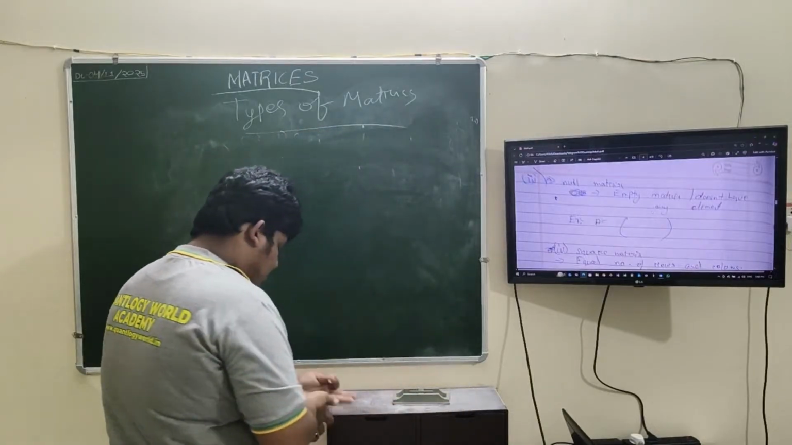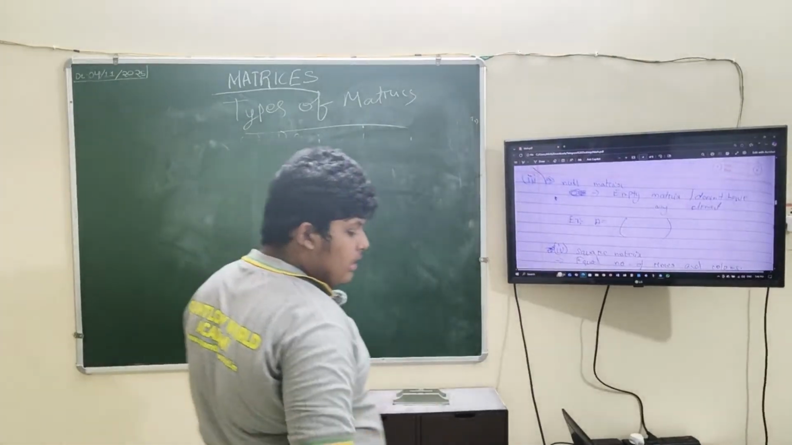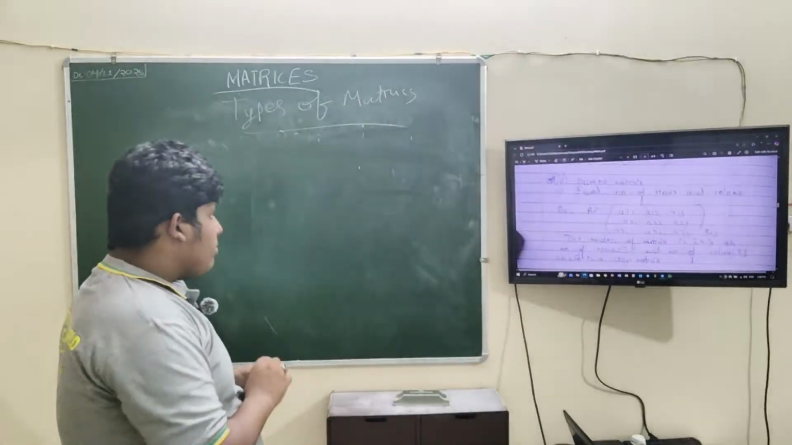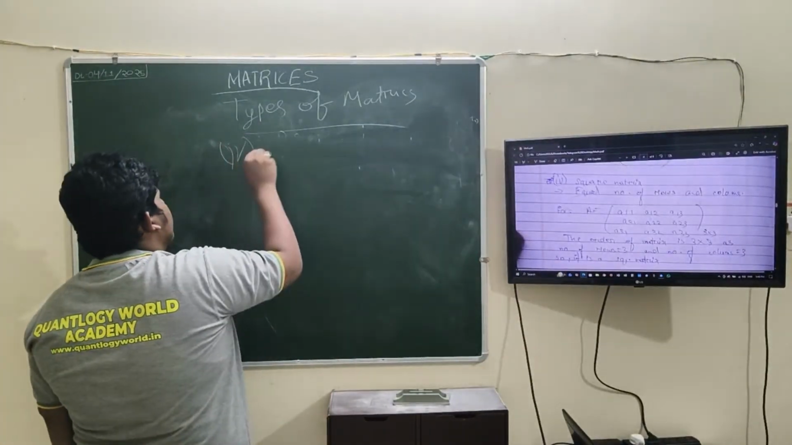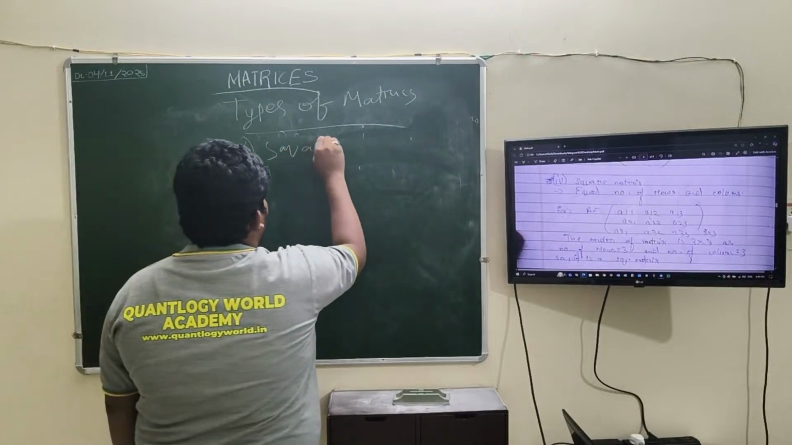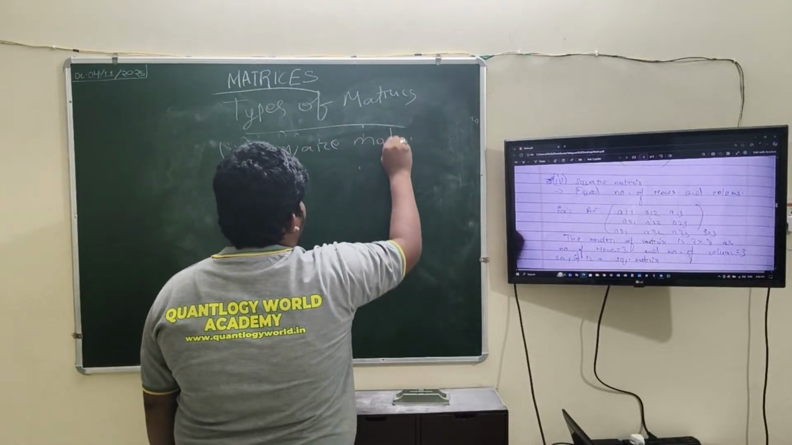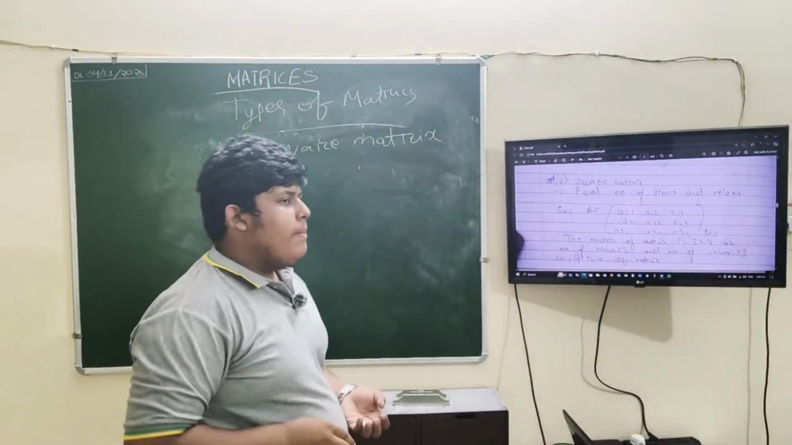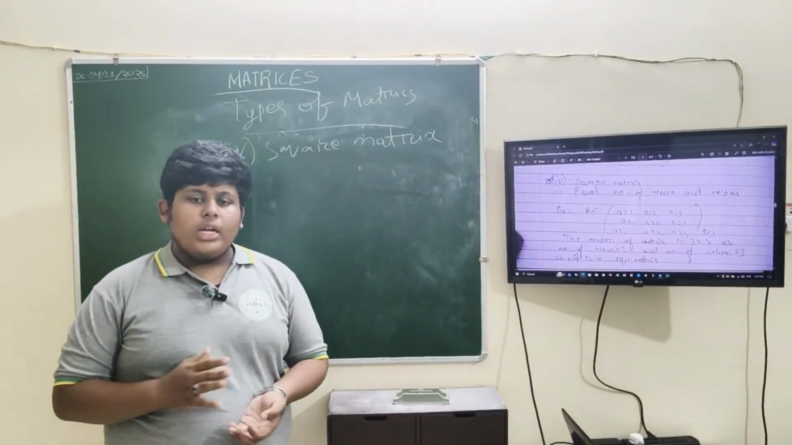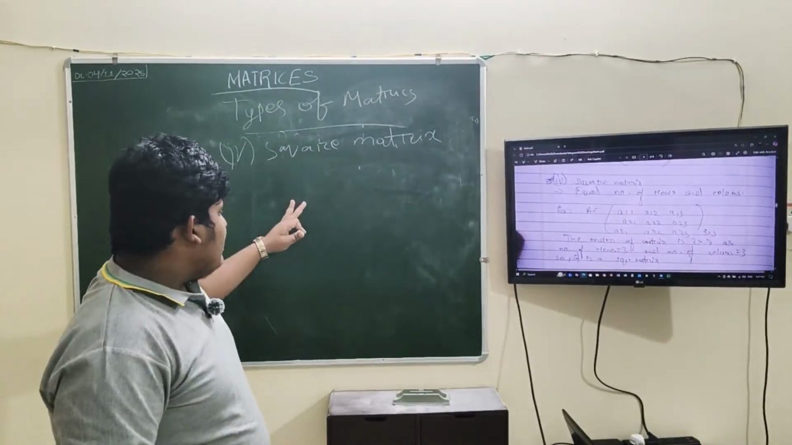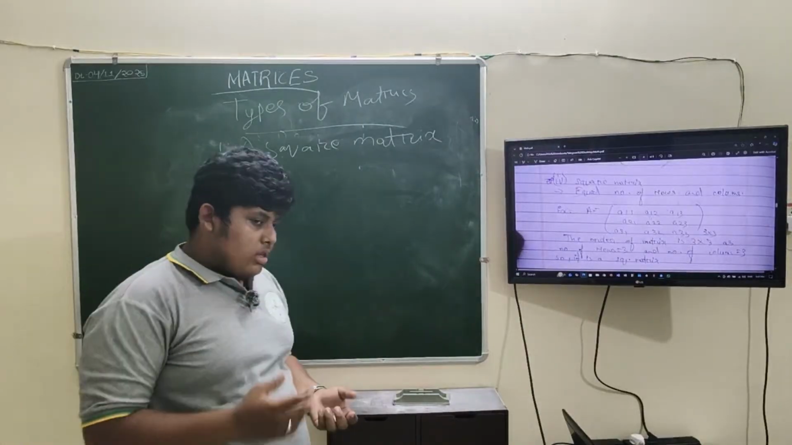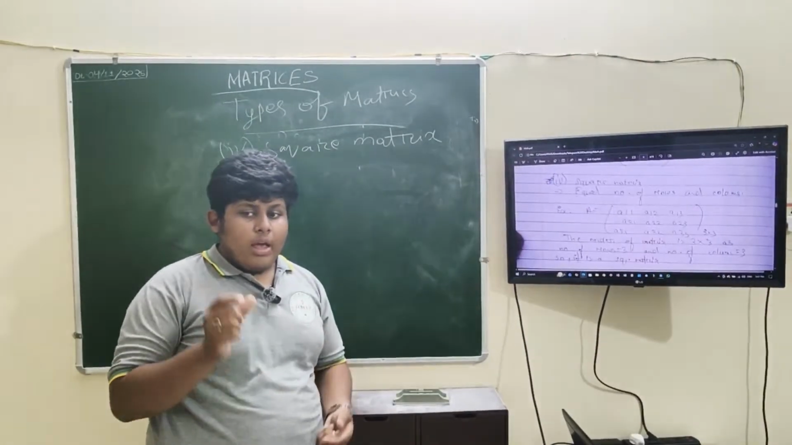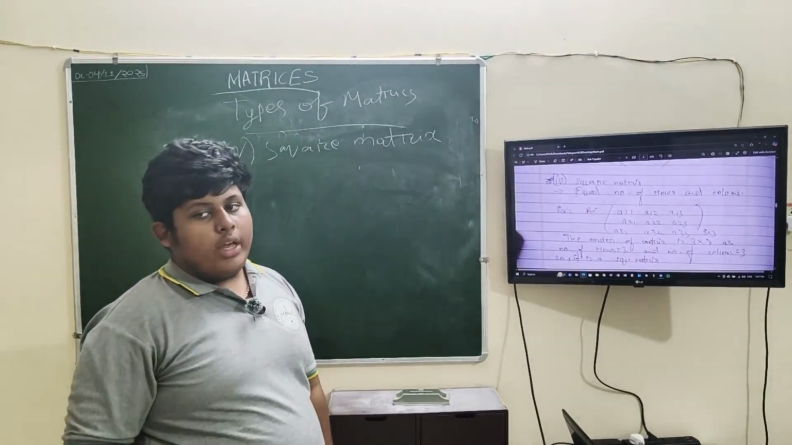Then the next type of matrix we will study is the square matrix. It is the fourth type of matrix we will study. A square matrix means an equal number of rows and an equal number of columns. For example, if we take a general matrix, the order is n cross m, then n should be equal to m.